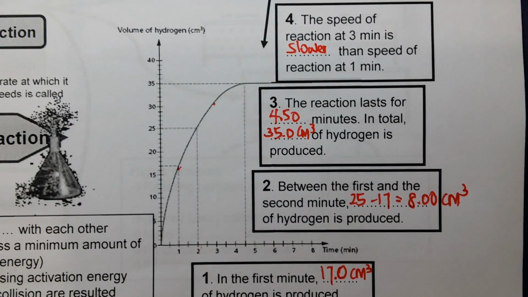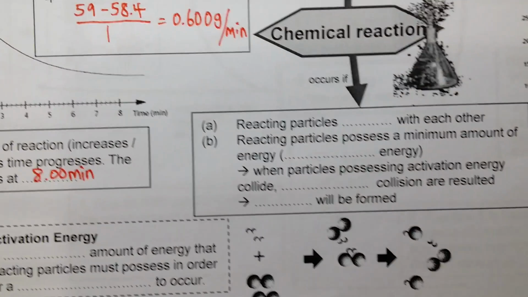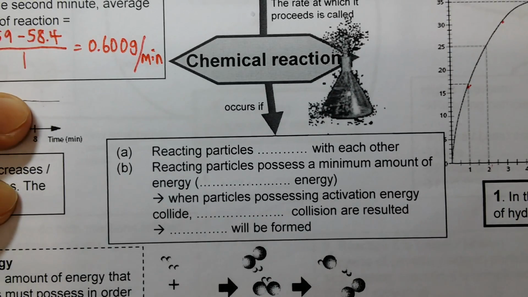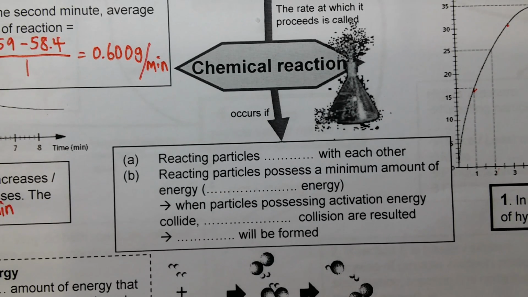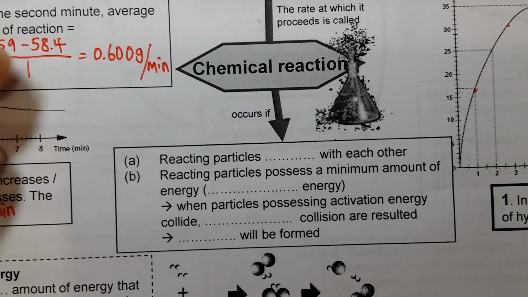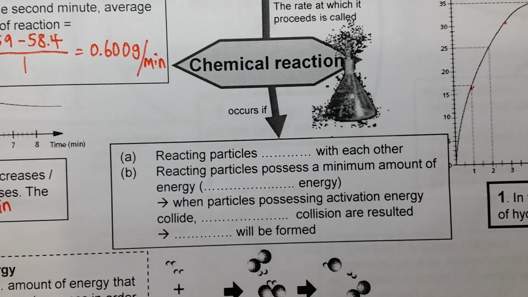So remember, in order to find out how fast the reaction is, we have to look at the gradient of the graph. If the gradient is very steep, it means that the reaction is fast. If the gradient is gentle, it means that the reaction is slow. Okay, so far we have looked at two methods to measure the speed of a reaction.